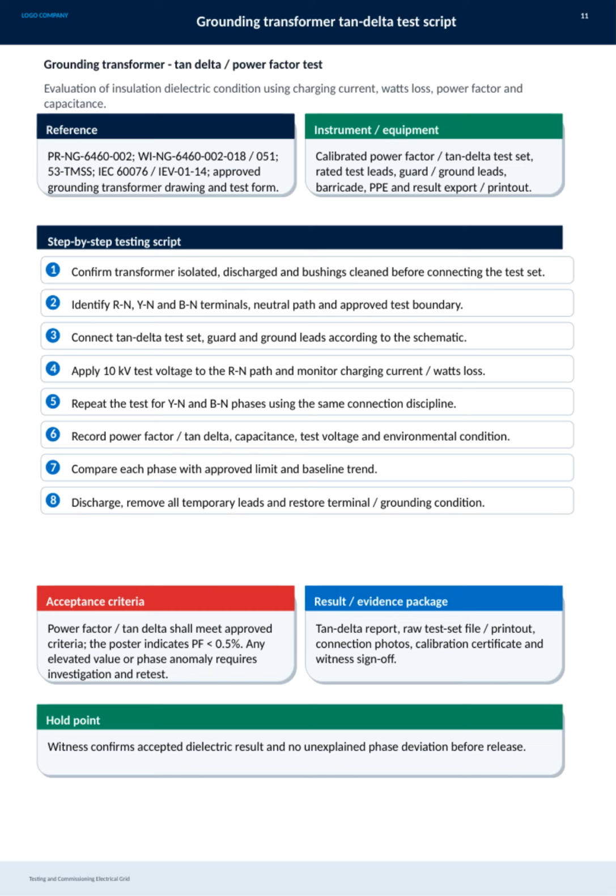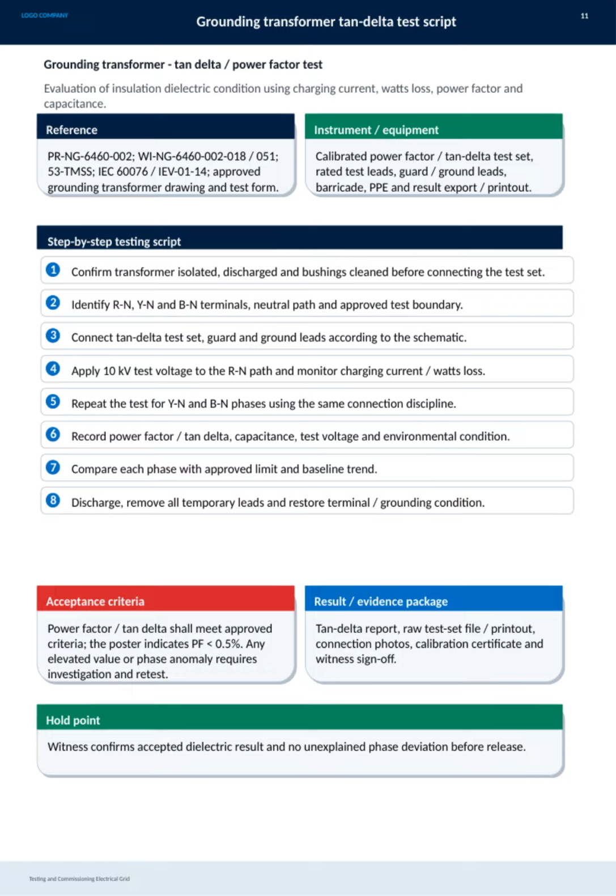Then, connect the tan delta test set, including the guard and ground leads, exactly as per the schematic. Next, apply a 10 kV test voltage to each phase, starting with the RN path, and carefully monitor the charging current and watt loss. Repeat this for the YN and BN phases using the same connection pattern.